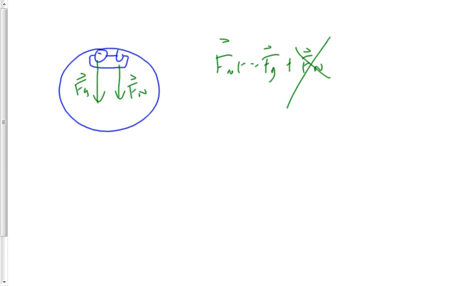When the roller coaster's going around the track, if it's going at just the minimum speed necessary to go around the vertical circle, then the track doesn't have to push on it. Gravity takes care of all the work. So at that point, we'd say Fn is equal to 0.